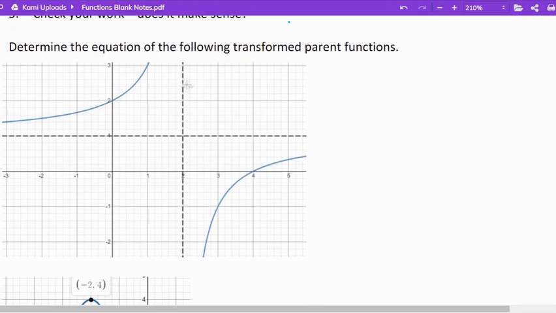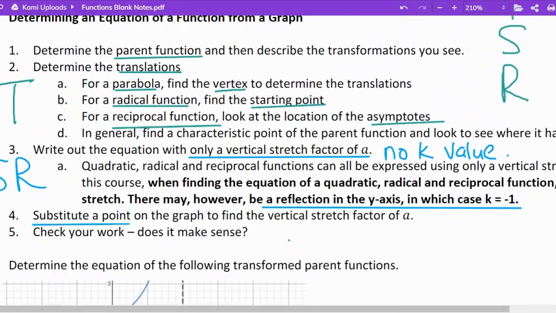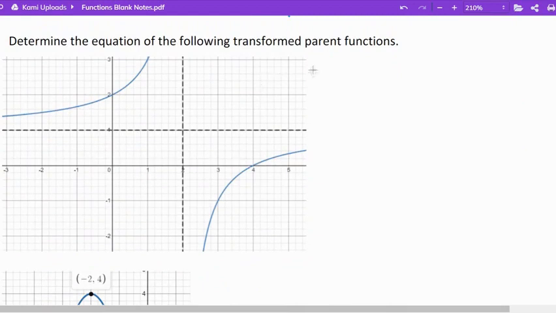So let's try an example. Determine the equation of this function. Step one. What's step one? Determine the parent function. What is the parent function? What is it called?